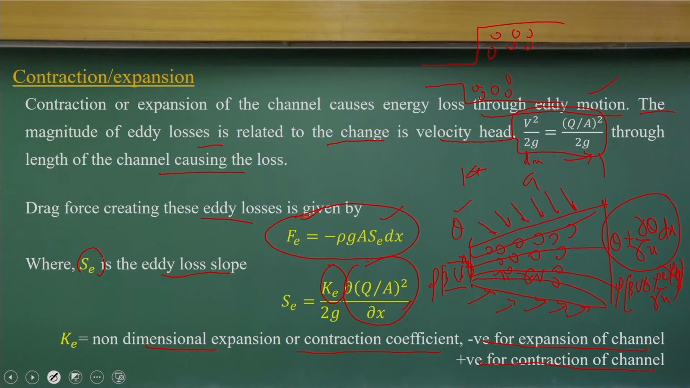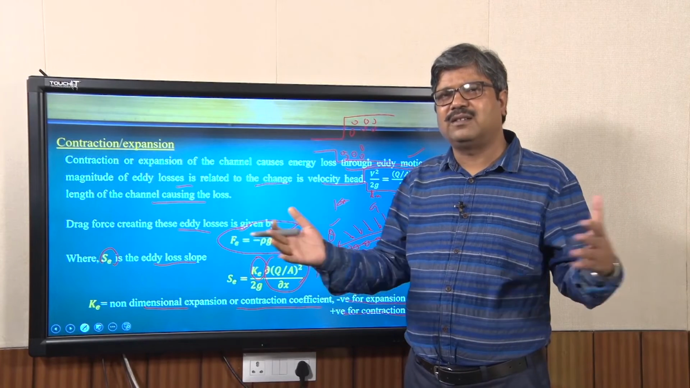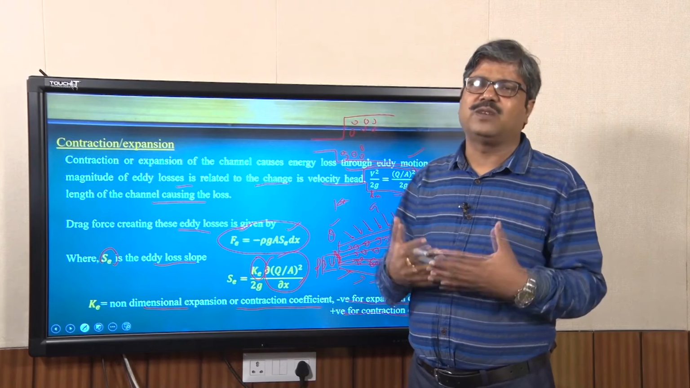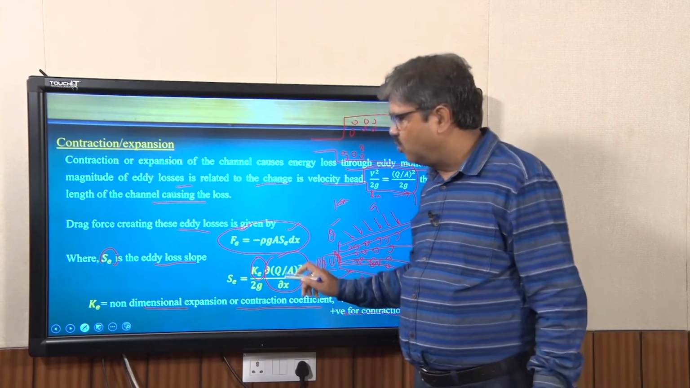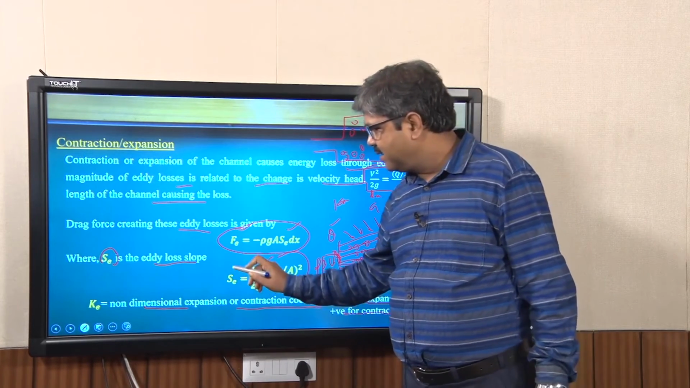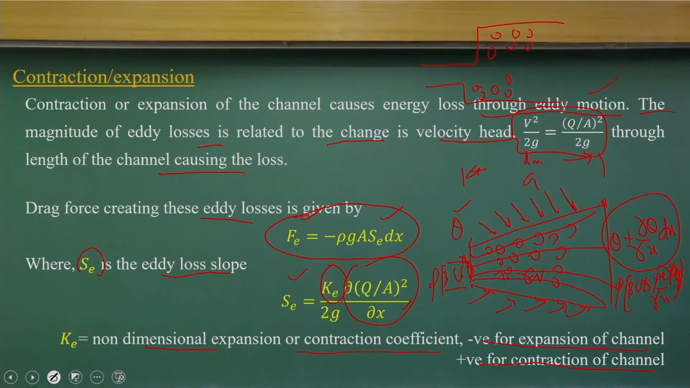So basically the eddy energy losses because of expansion or contraction of the river are what we consider with these two equations: the eddy energy loss slope and the drag force due to the eddy losses.